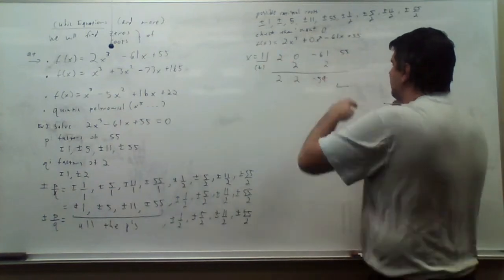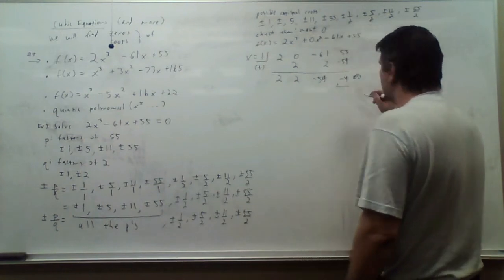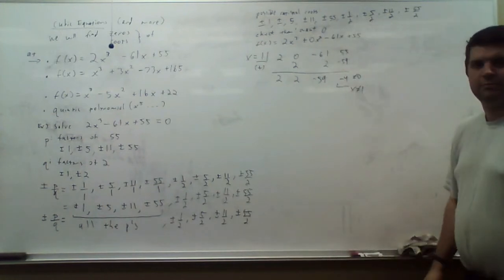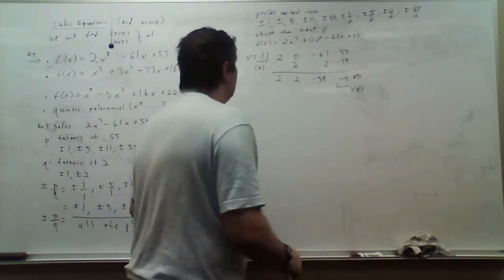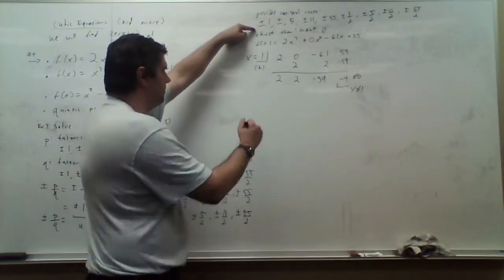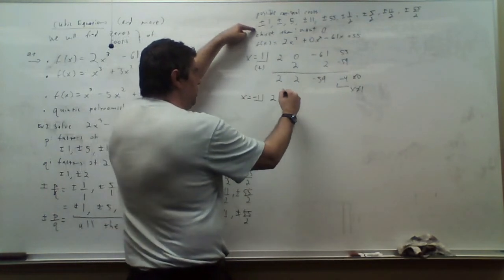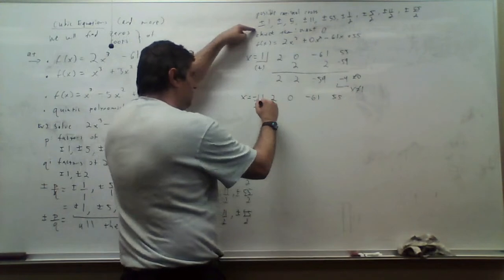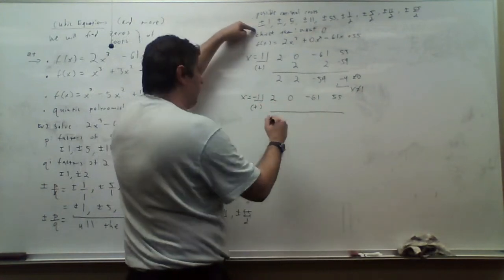One times negative 59 is negative 59. That's negative 4, which is not 0. So x does not equal 1. So 1 failed. Now I would try negative 1.